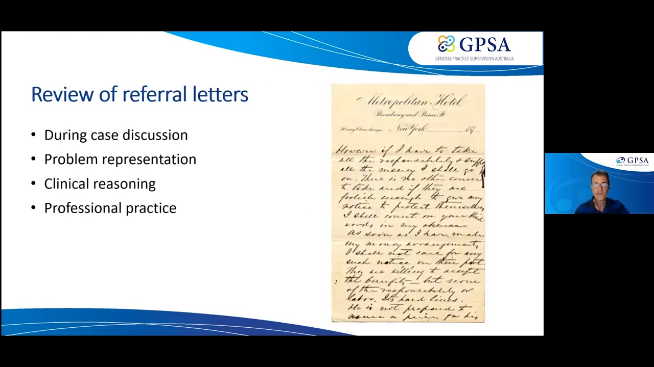Within your case discussion, rather than actually deliberately spending all hour looking at referral letters, it can be really quite interesting focusing on referral letters. The referral letter has a few interesting features that are worth assessing, but also teaching about.